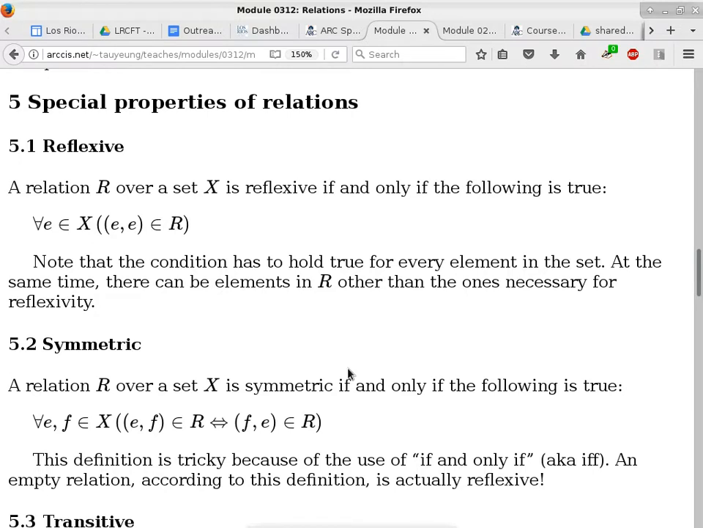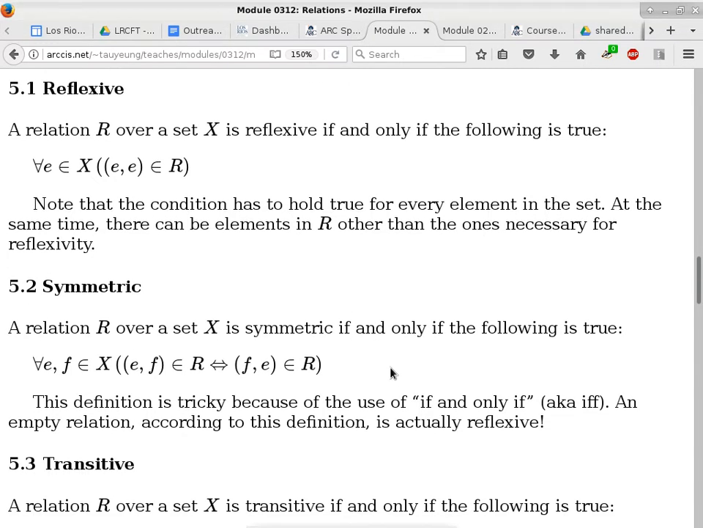So we'll talk about reflexive first. Being reflexive means that for every element in a particular set X, that element paired with itself, the two-tuple, is an element of R. That is what we need in order to say that a relation over a particular set is reflexive. Are there any questions about the casual definition of a relation being reflexive? Okay, we'll go through some examples now.